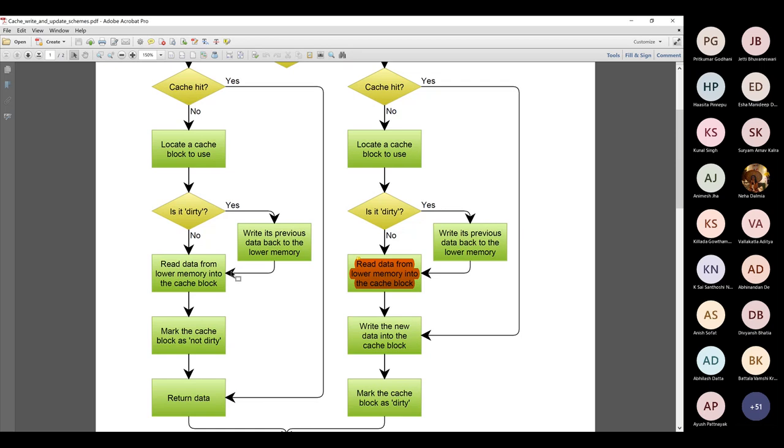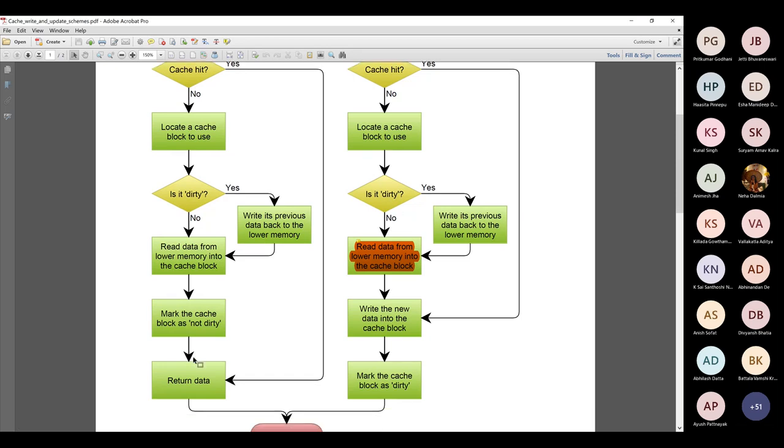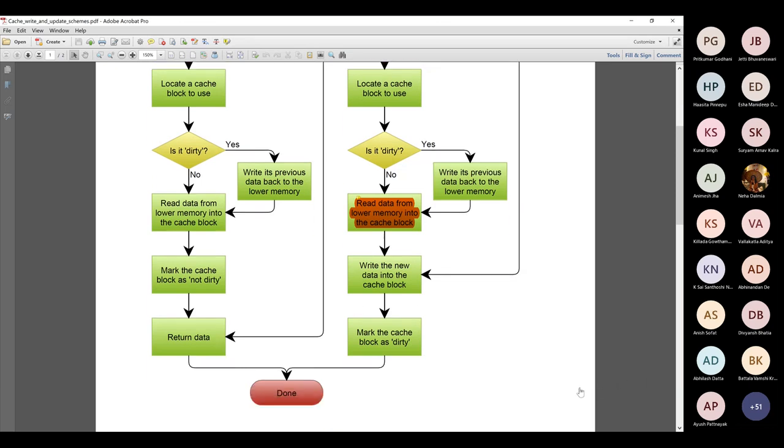So you first synchronize with the lower memory, just as you synchronized when there was a write miss and there was a dirty block. Synchronize with lower memory and then you read the block from lower memory. You mark the cache block as not dirty because no write operation has been performed on the block. But if it is not dirty, you don't care. You just overwrite it by bringing in a block from lower memory. Okay, finally you return the data.